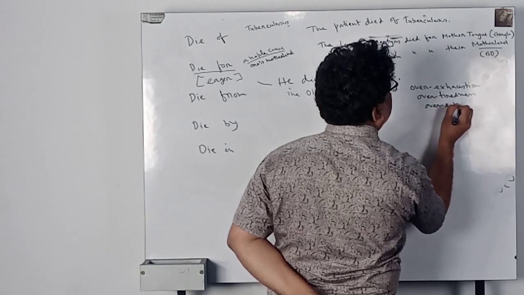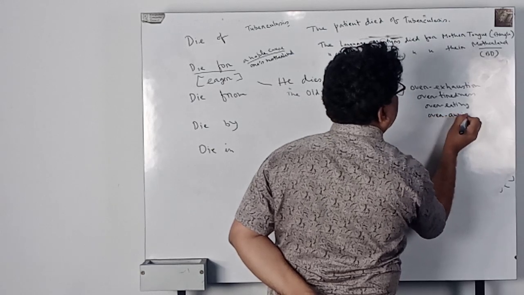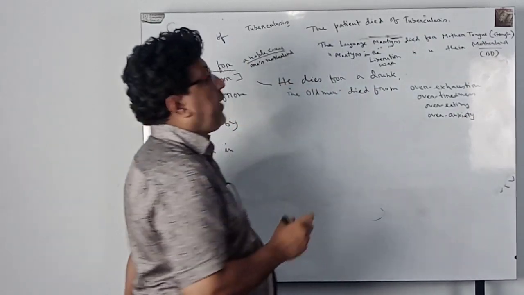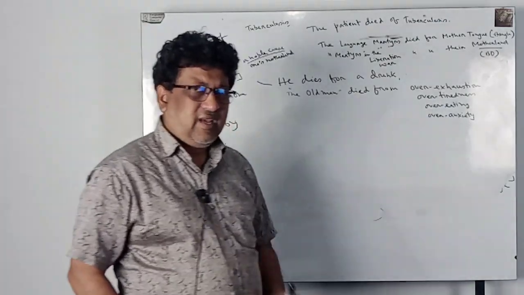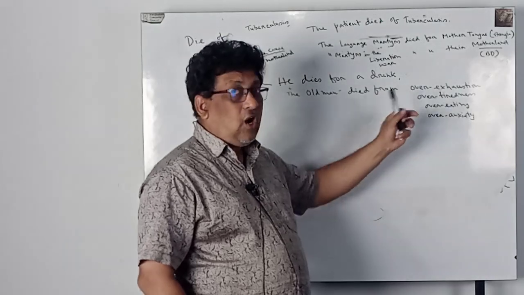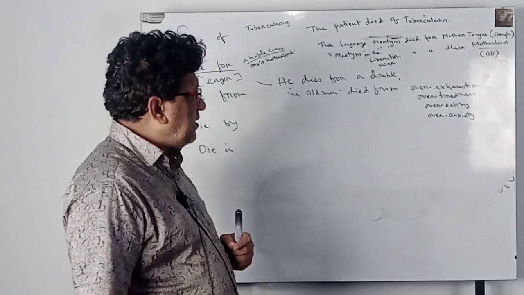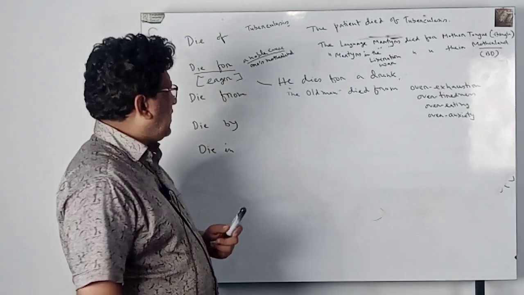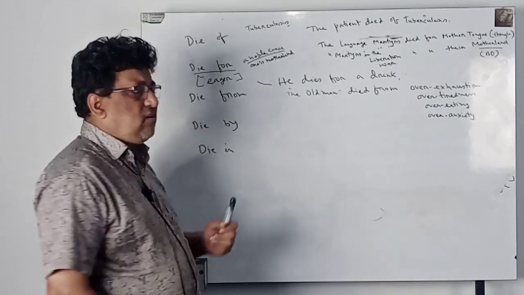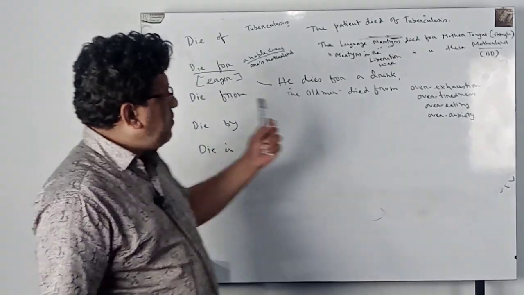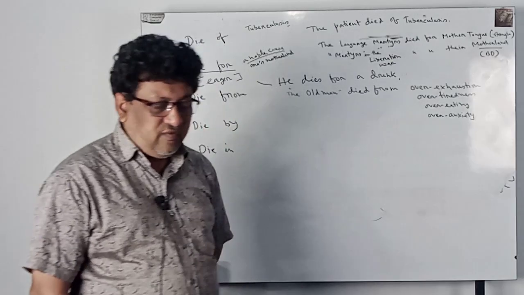Overeating, over anxiety. So when we see words that have association with over, that means excess: overexertion, overtiredness, overeating, over anxiety. Then we use the preposition from with the word die. So the old man died from overexertion, overtiredness, overeating, over anxiety.